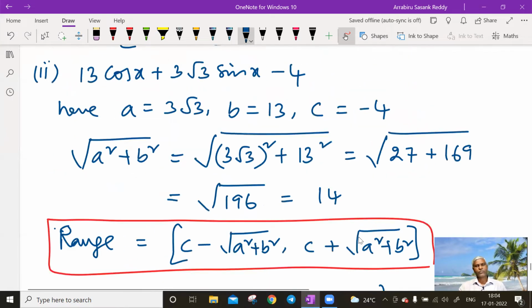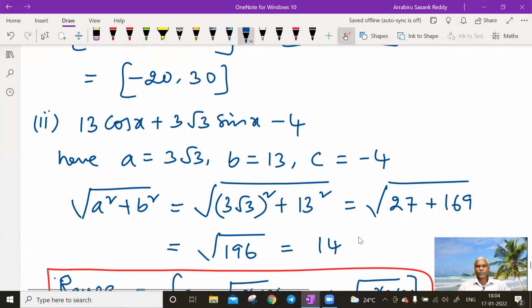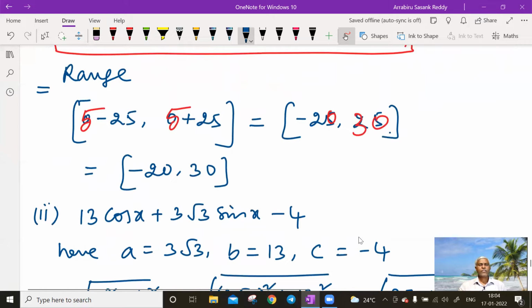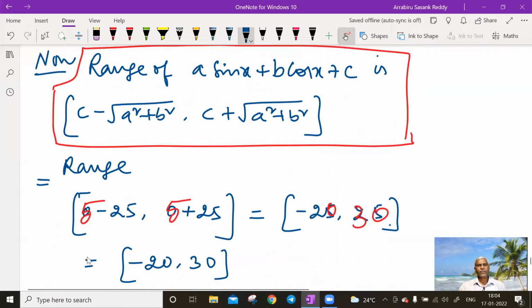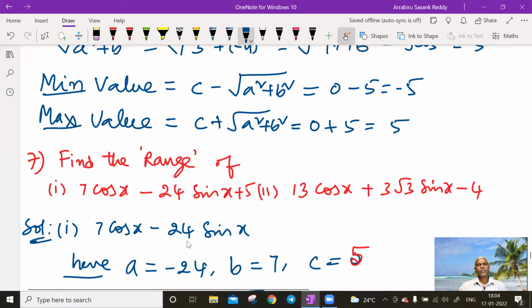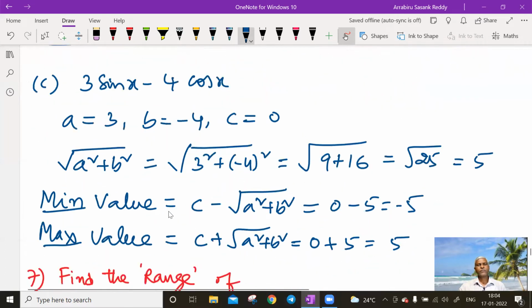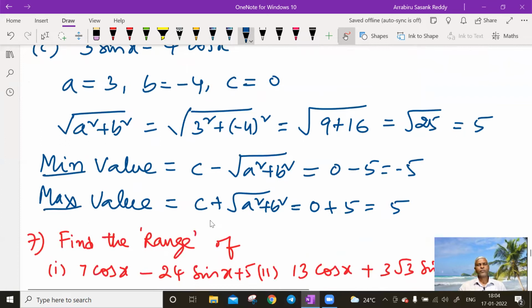Minimum, maximum, and range, these two types of problems are almost the same. If it is a range, you write it in brackets, lowest value and highest value. Only if it is minimum and maximum, we write the minimum value and maximum value separately.